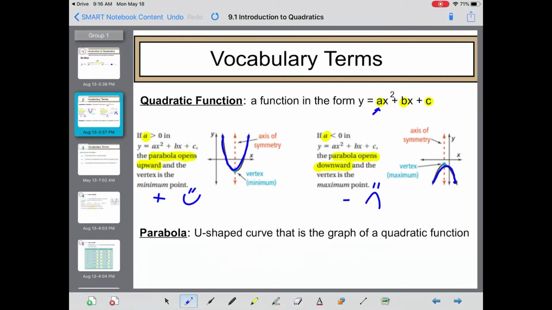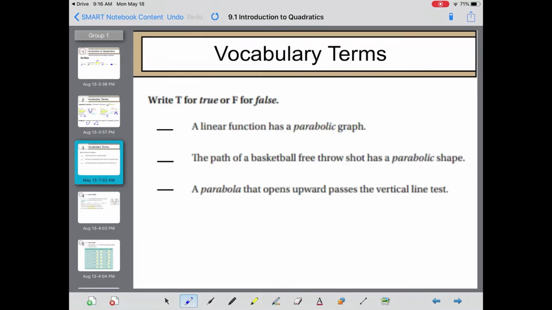And that funny word parabola is the U-shaped curve that is the graph of the quadratic function. So these are called parabolas. A linear function has a parabolic graph. Well, we've been dealing with linear functions all year, and we know the first part of that word is line, so this is false. Linear functions have straight lines as graphs.